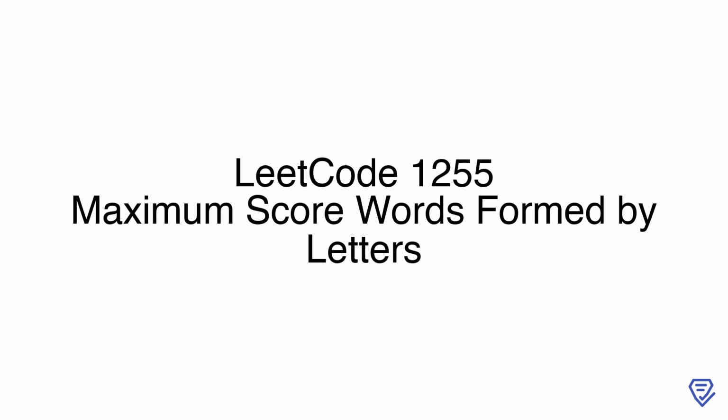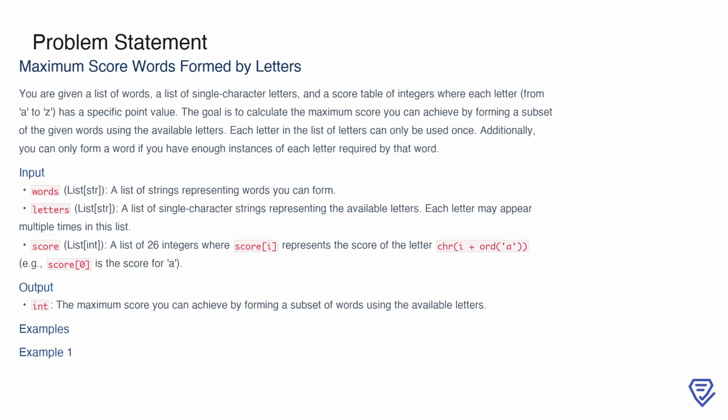Let's get started. In this problem, you are given three inputs: a list of words, a list of letters, and a score table for the English alphabet. Your task is to determine the maximum score you can achieve by selecting a subset of the given words. The key constraints are that each letter can only be used once, and a word can only be formed if you have enough of each required letter in the input list of letters.